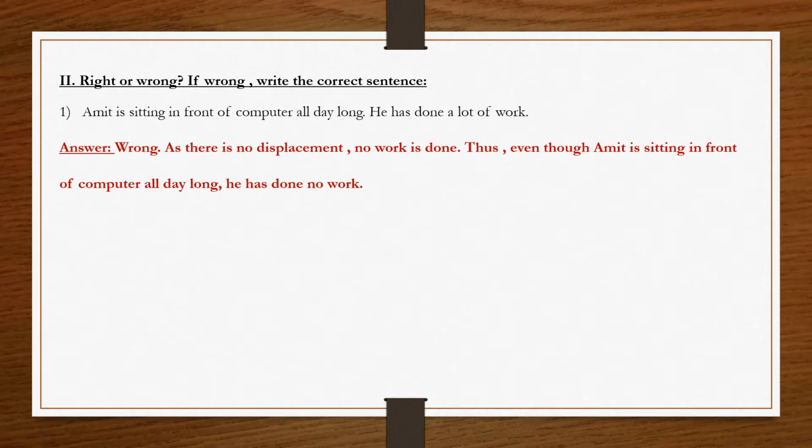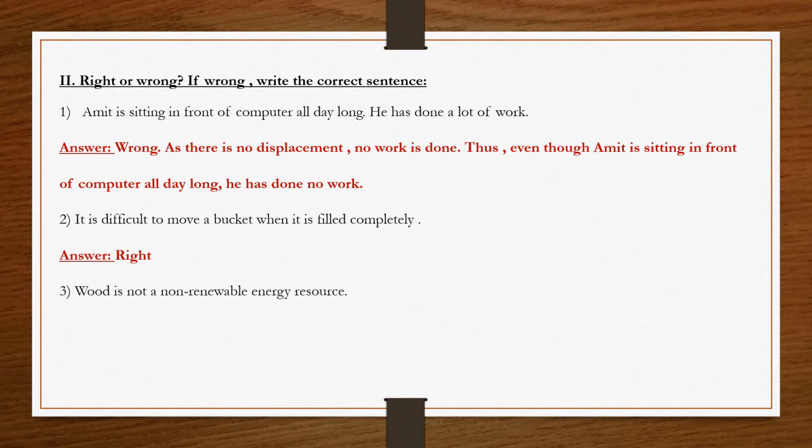Now the second sentence is, it is difficult to move a bucket when it is filled completely. Now this statement is right or wrong? Very good. This sentence given is right. Now the third sentence, wood is not a non-renewable energy resource. So it is right or wrong? Correct. The sentence given is wrong and the correct sentence is wood is a non-renewable energy resource.